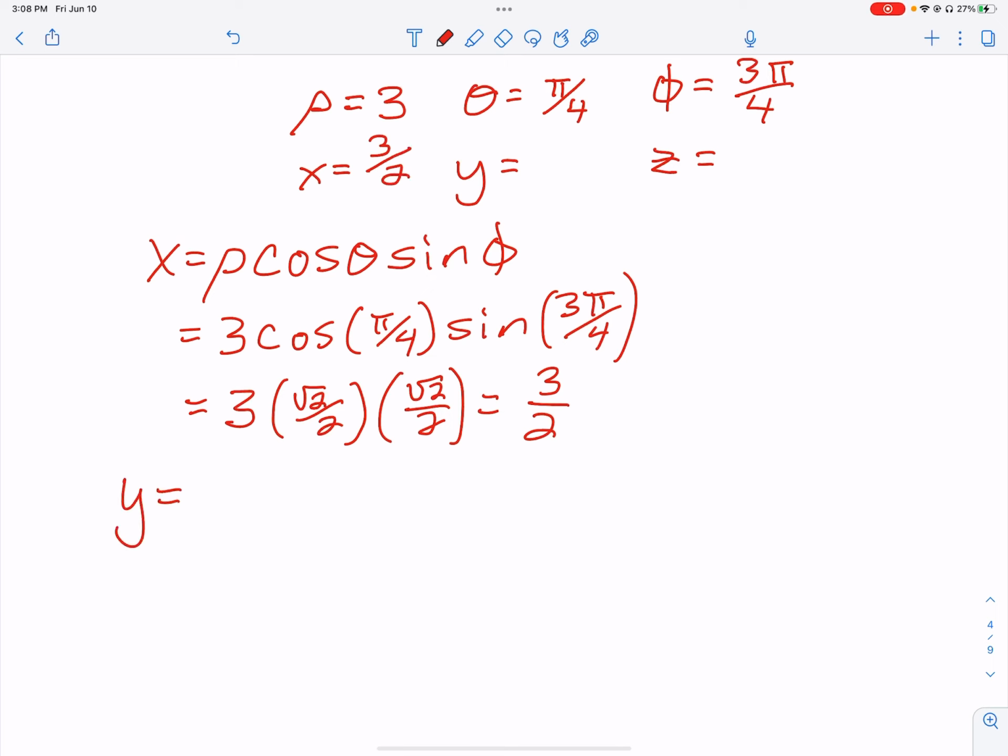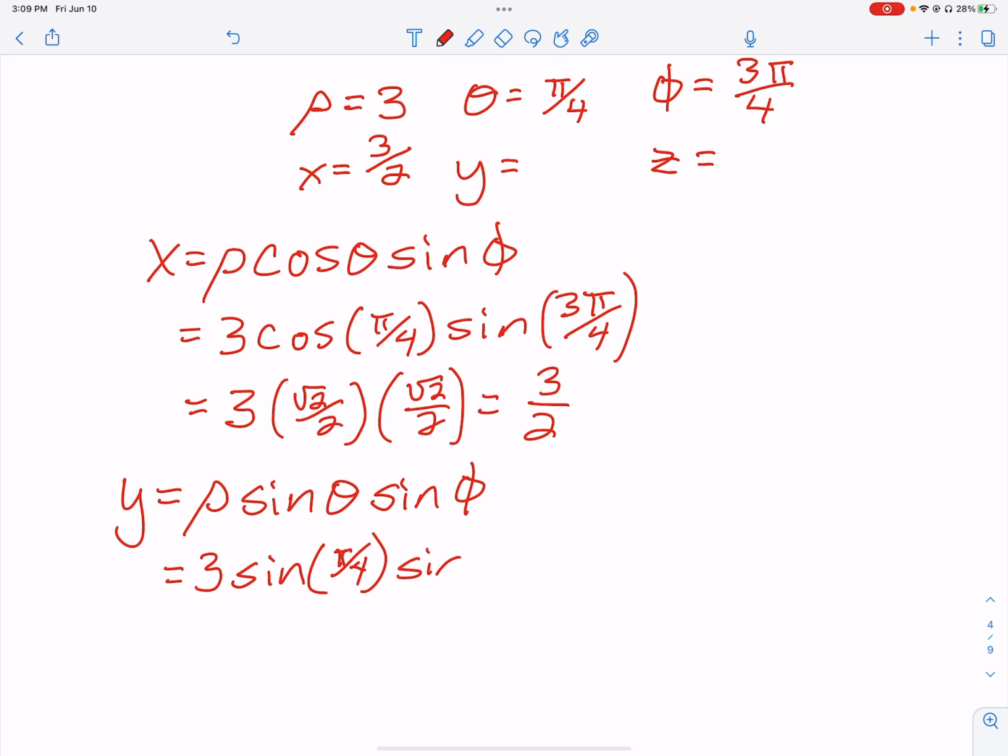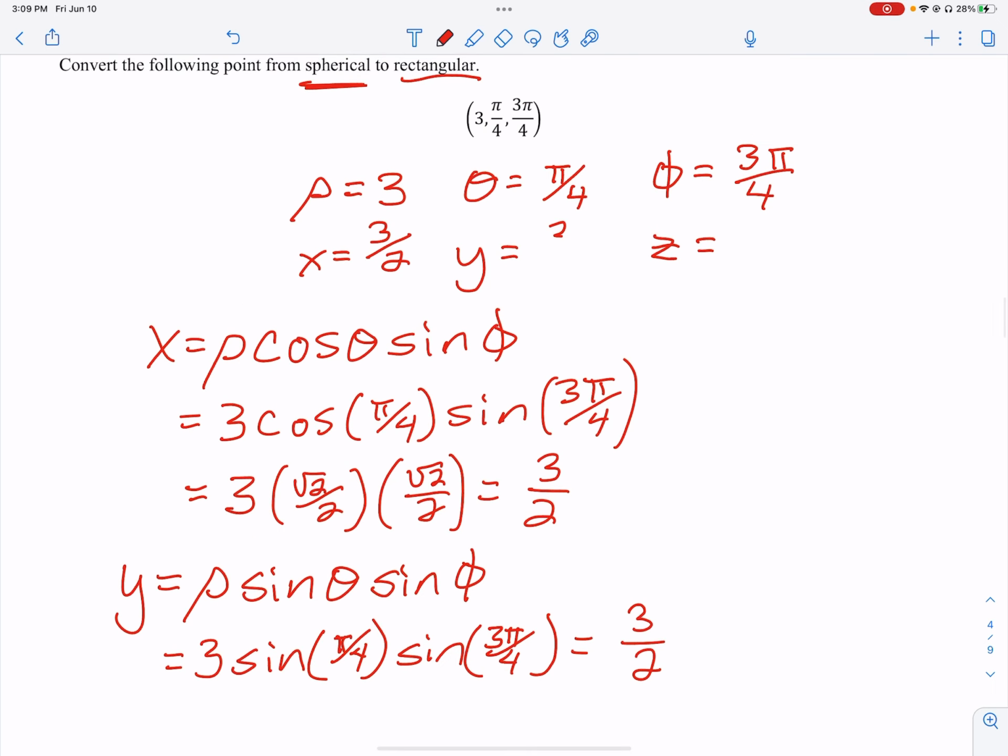Right? The formula for y is rho sine theta, like r sine theta, and then sine phi. So I plug all that in. All right, pi over 4, sine of 3 pi over 4. And when I work all that out, we actually get the same exact thing, because sine of pi over 4 and cosine of pi over 4 are the same answer. Not always, but for pi over 4, they're the same. All right, so we got 3 over 2.